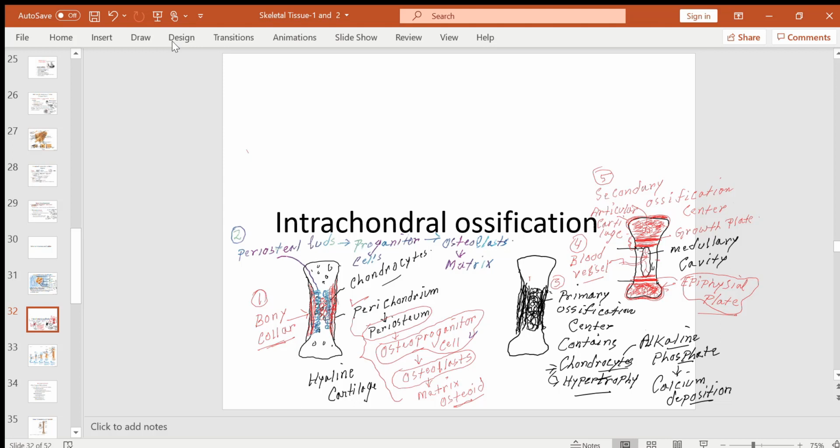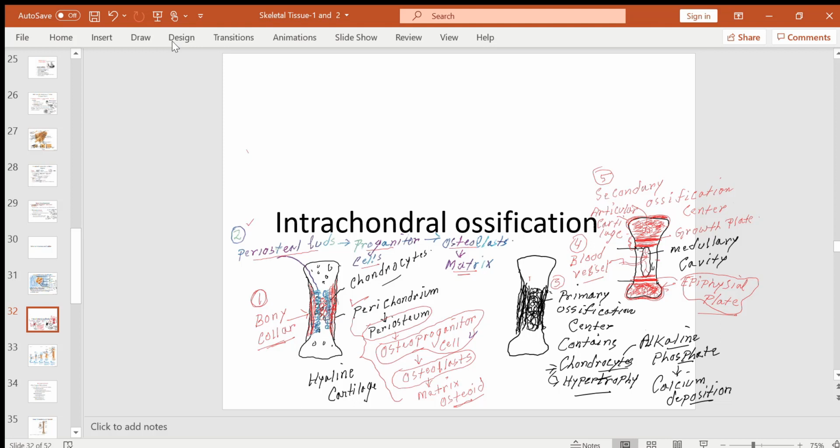Okay, then from the inner layer of the periosteum, periosteal buds are formed and invade the cartilage. The buds are filled with progenitor cells, again stem cells, and they will produce osteoblasts. Osteoblasts will produce matrix inside. So that is the osteoid, or matrix. Okay, that is step 2.